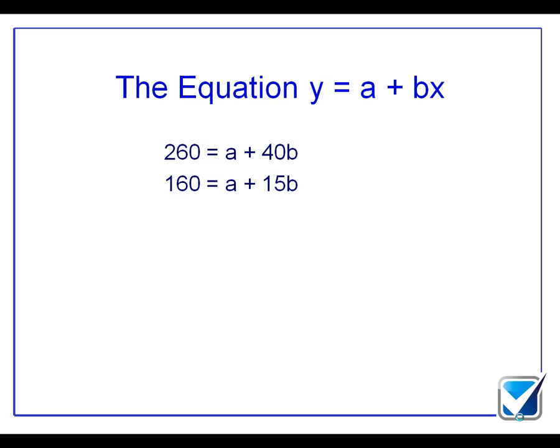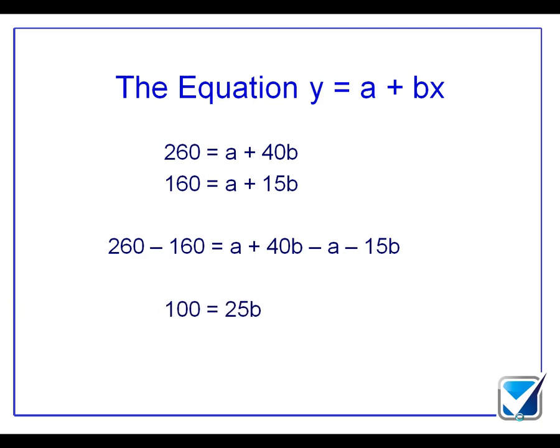So 260 minus 160 on one side must now equal the same amount on the other side, A plus 40B minus the A minus the 15B, because we've taken exactly the same amount from both sides of the equal sign. That now means 260 minus 160 gives me 100. And we now have A minus A, which cancels out. And then 40B minus 15B. Well, 40 oranges minus 15 oranges gives me 25 oranges, which means that my variable cost per orange comes in as $4 per orange. That's perfect, because that's exactly what we had before.